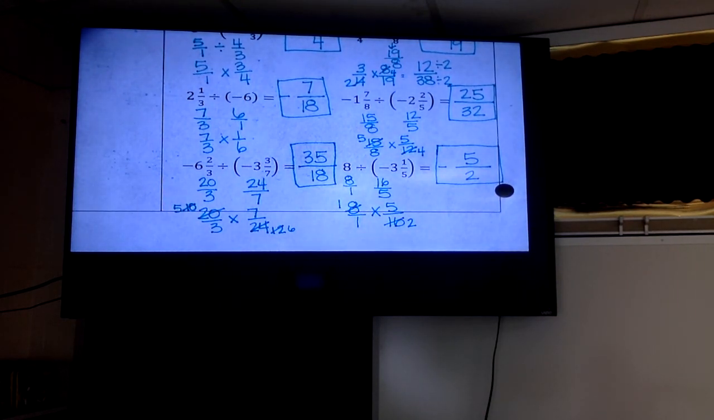So now your job, now that we've completed these notes together, is to go back in the file folder, and there is a practice for you to complete. It's got 6 problems on it. Take out an extra sheet of notebook paper, use your rules for multiplying and dividing positive and negative fractions and mixed numbers, and see if you can do them all on your own.